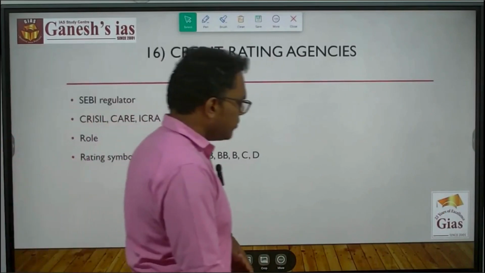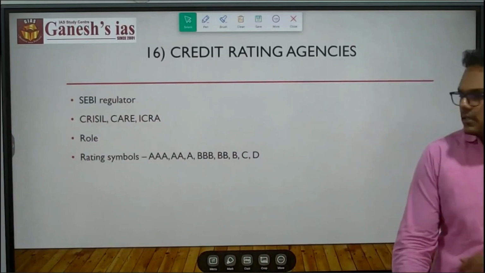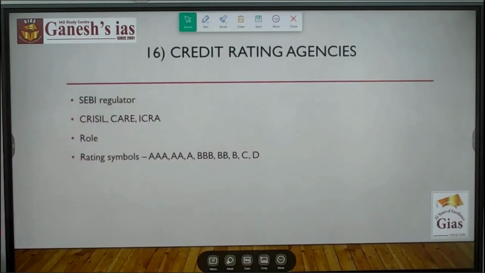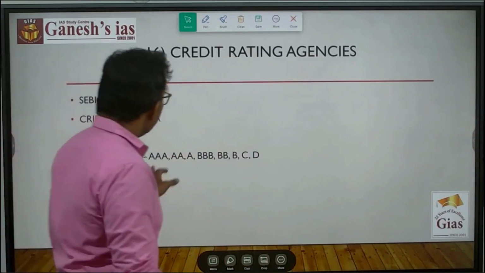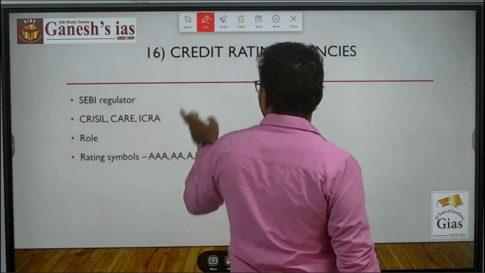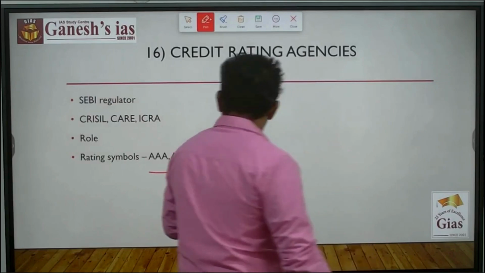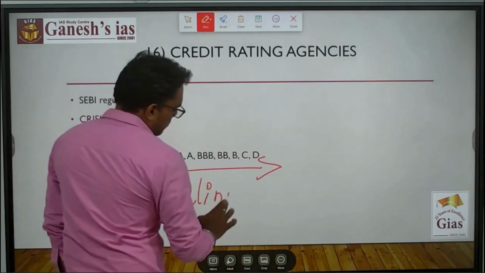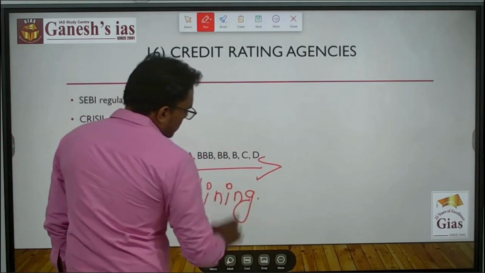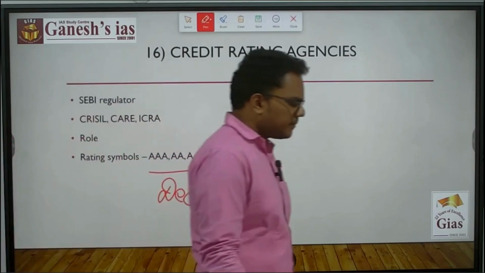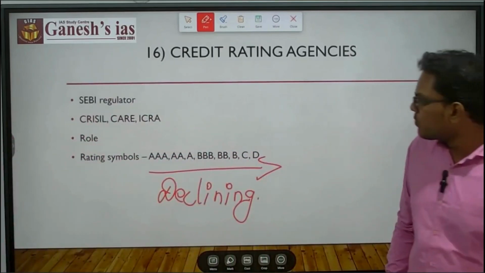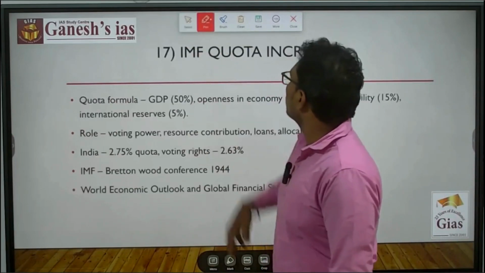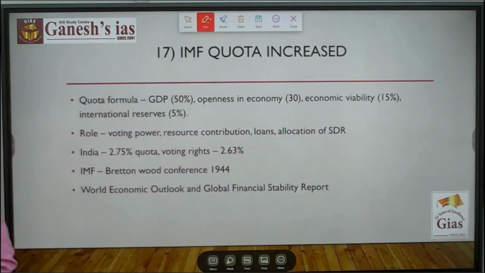So that's the role. And then these rating symbols, like triple A is the safest, double A is the next. You have A, triple B. So this is the declining level of credit worthiness. You might expect a question from here. Next is your IMF quota is increased.